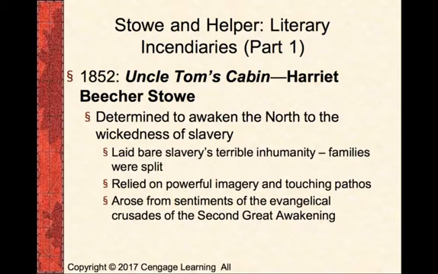She relied on powerful imagery and touching pathos to get people to see the inhumane nature of slavery. And when later asked about it, she said that God wrote it. She had said that her deep anti-slavery sentiments lay in the religious crusades of the Second Great Awakening.